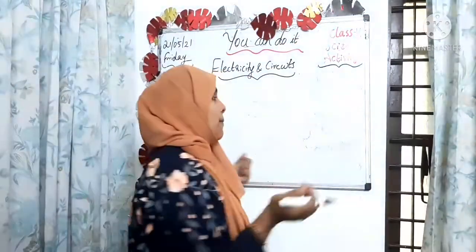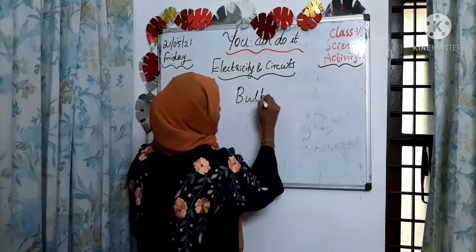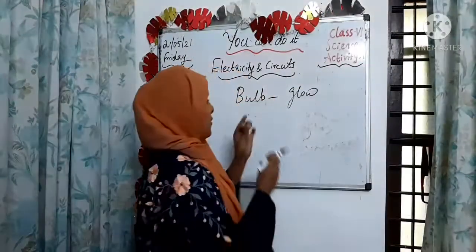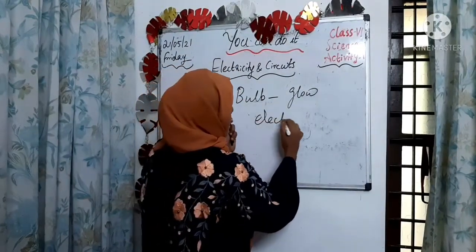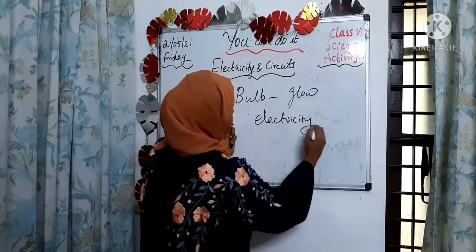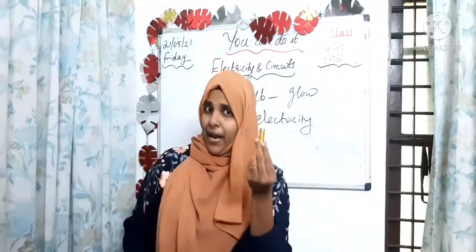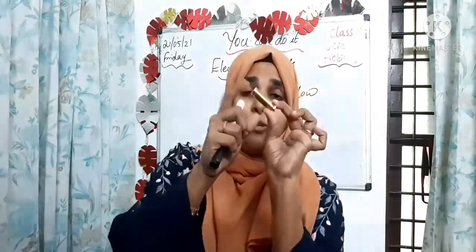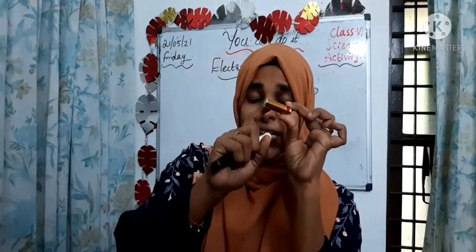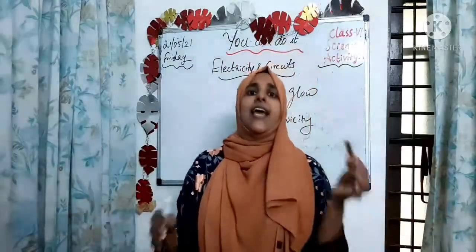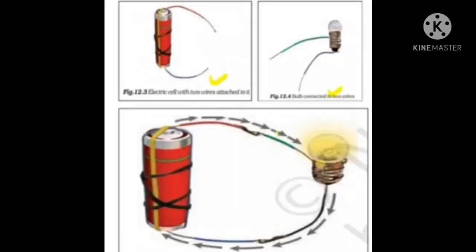As you know, a bulb needs electric current to glow, children. And the electric cell is producing electricity for glowing the bulb. Actually this electricity is produced from the chemicals which are stored in the electric cell. So the chemicals stored in the electric cell help produce electricity for the bulb. Because of that, the bulb is glowing.